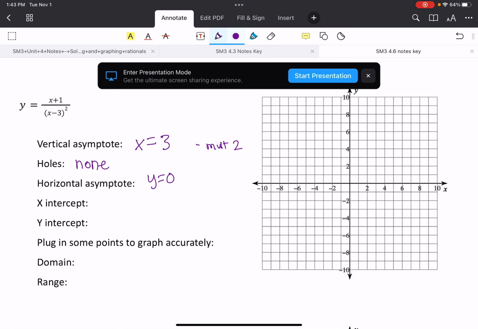Where it bounces is the x-intercepts. The x-intercept is -1, 0. Then the y-intercept.